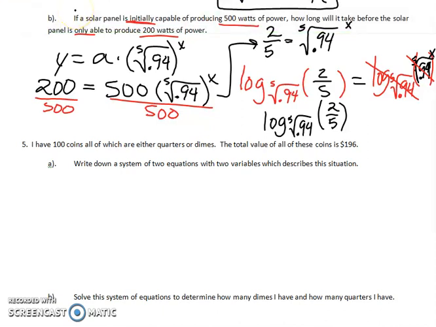Do it. Okay? I have 100 coins, all of which are either quarters or dimes. The total value of all these coins is $196. The first thing you have to do is come up with 2 equations. Okay? With these 2 equations, I'm going to assign Q for quarters and D for dimes.